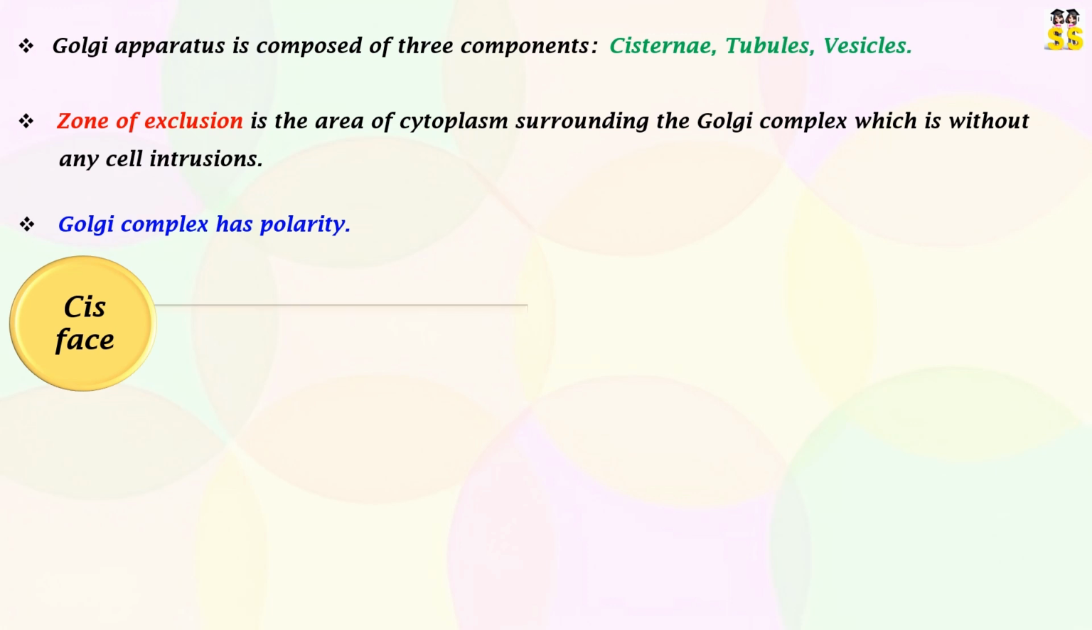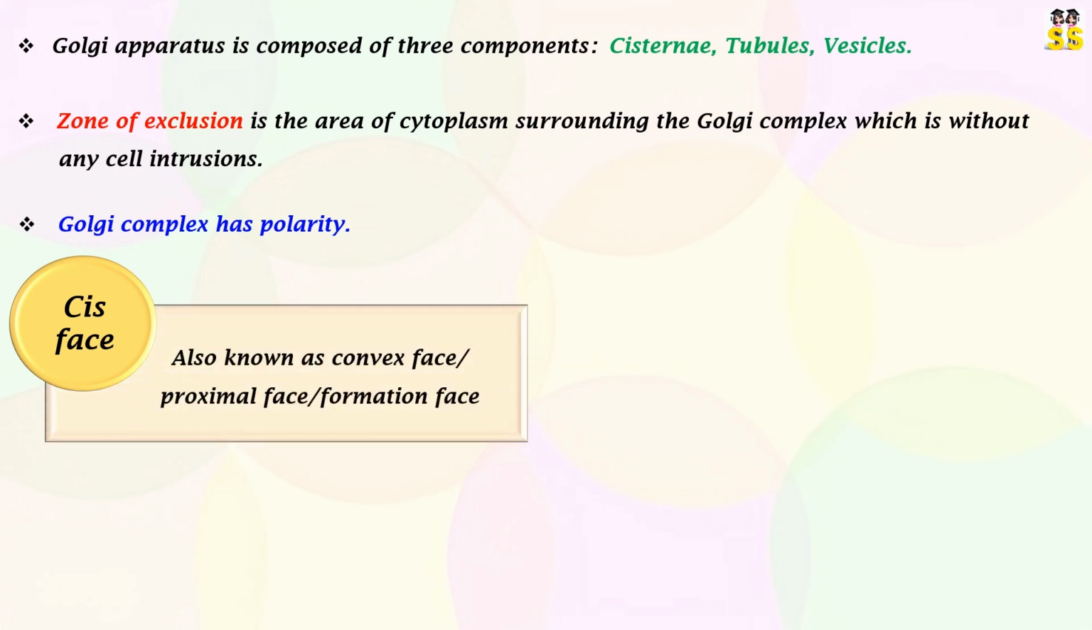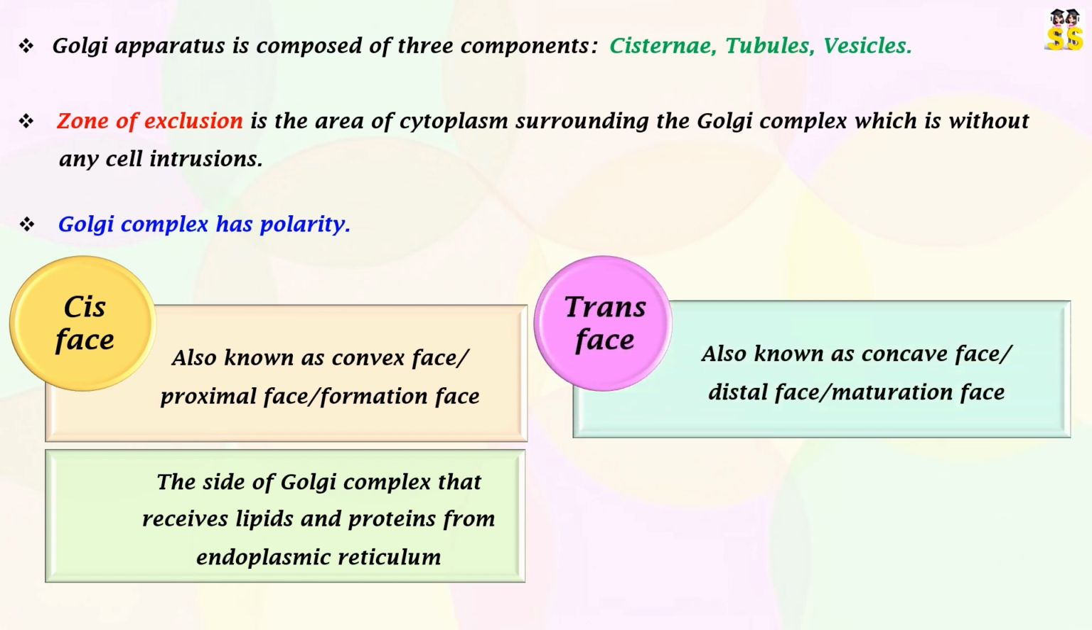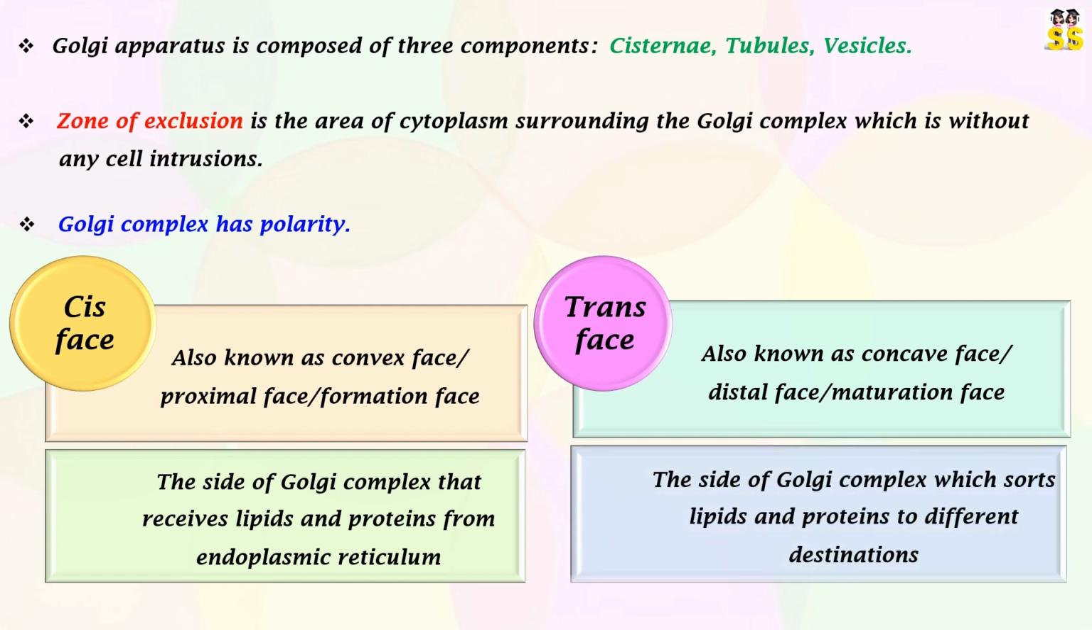Cis face, which is also known as convex face or proximal face or formation face. The site of Golgi complex that receives lipids and proteins from endoplasmic reticulum is called cis face. Trans face, which is also known as concave face or distal face or maturation face. The site of Golgi complex, which sorts lipids and proteins to different destinations, is called trans face.